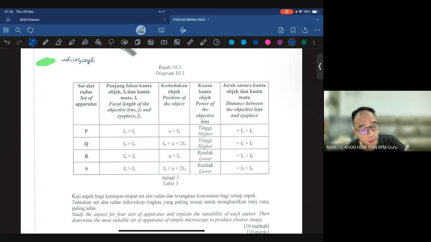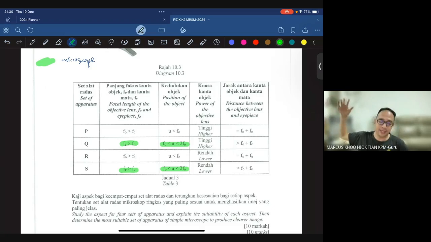Okay, there's a reason why I'm doing this now. For a microscope, it has to be FE is more than FO. Secondly, the object distance has to be between F and 2F. It cannot be so far away, please. It cannot be so far away because a microscope is so near.